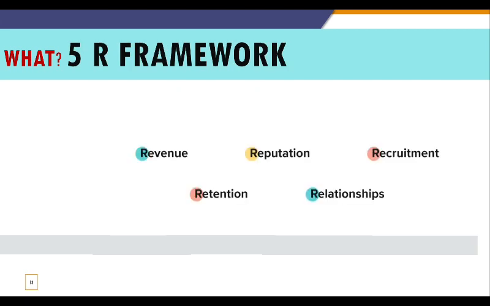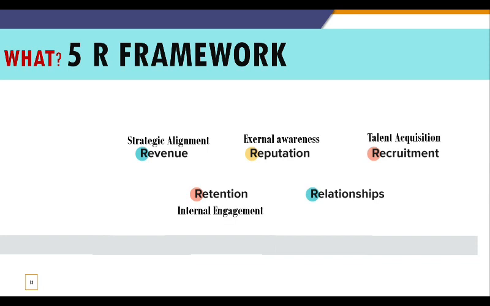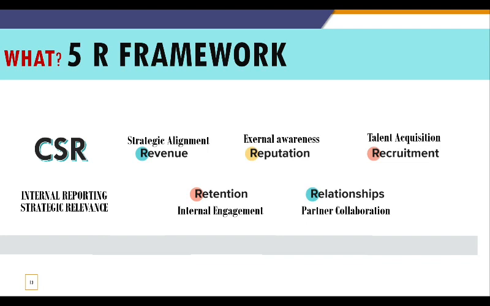Then the 5R framework would look at revenue for strategic alignment, reputation for external awareness, recruitment for talent acquisition, internal engagement for retention, and partner collaboration for relationship, to assure that CSR internal reporting is aligned with strategic relevance, making sure that the company would take responsibility for the impact of their operation.